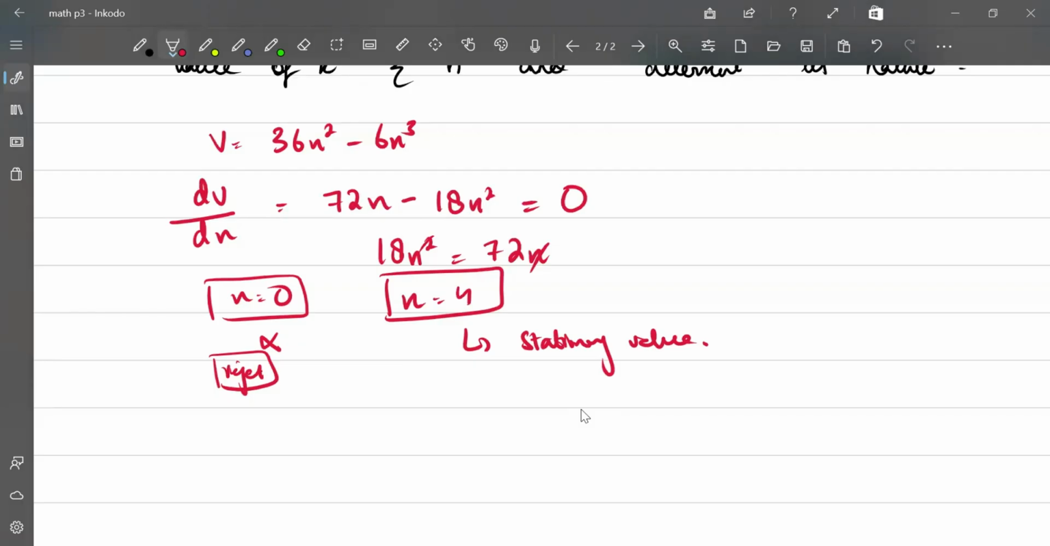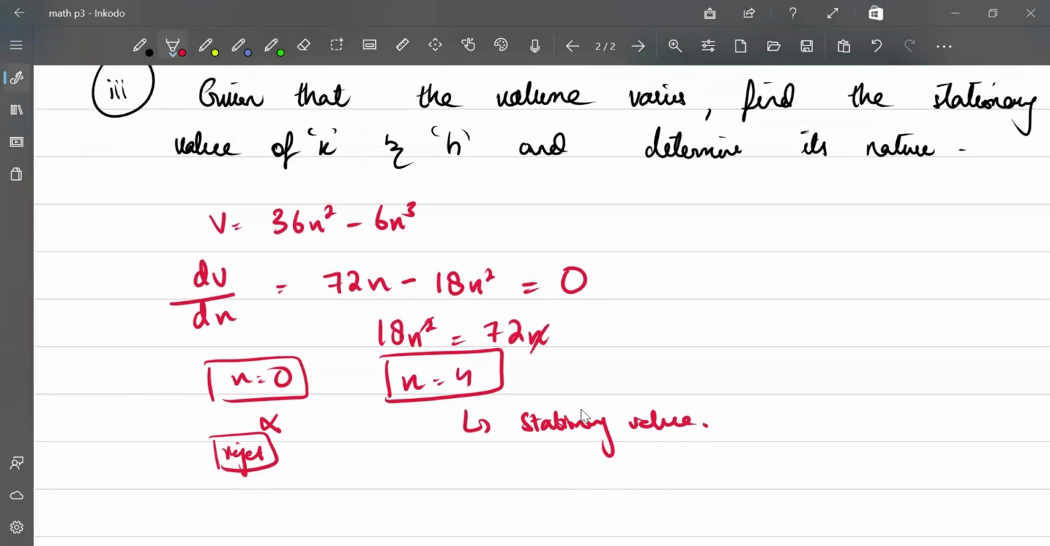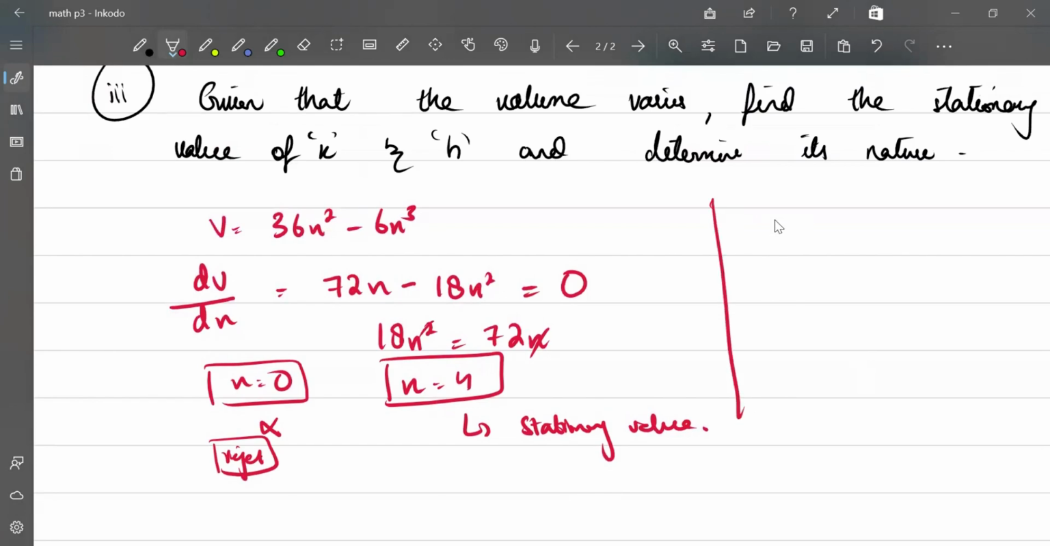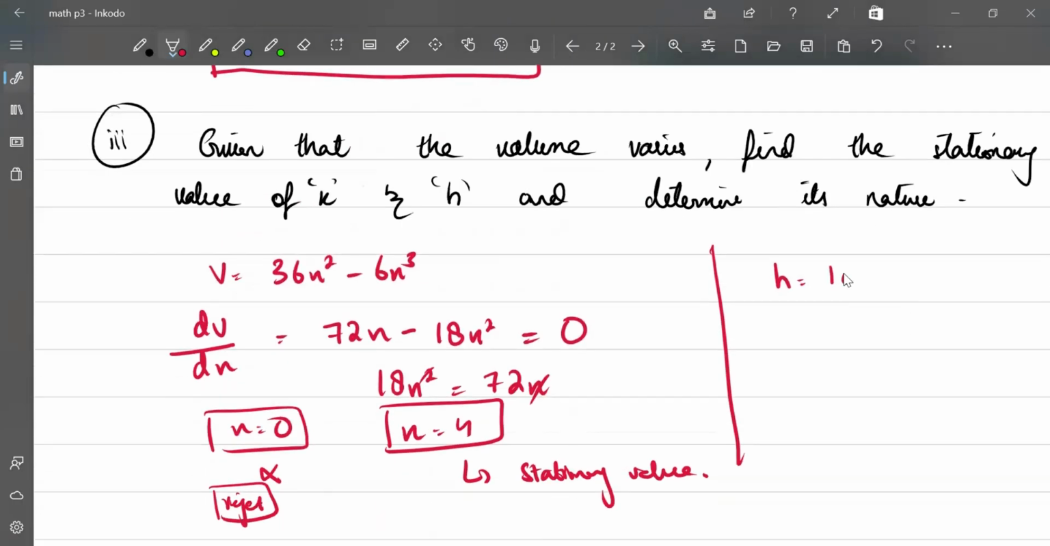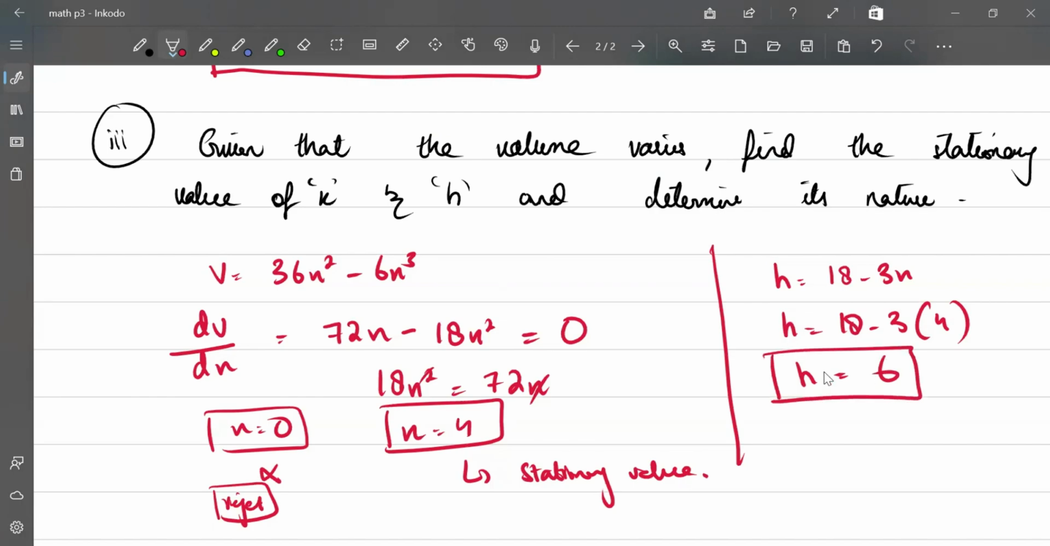And we are also told that we have to find the stationary value of h as well. So for stationary h, we calculated h, which is 18 minus 3x. We are going to insert the value of x, which is 4, into this, so h is 18 minus 3 times 4, and h is 18 minus 12, which is 6. This is the value of h.